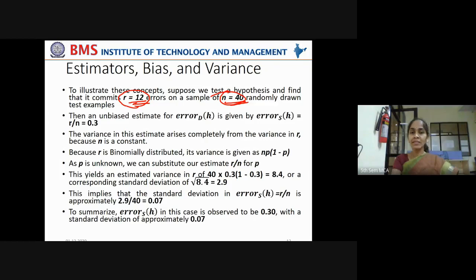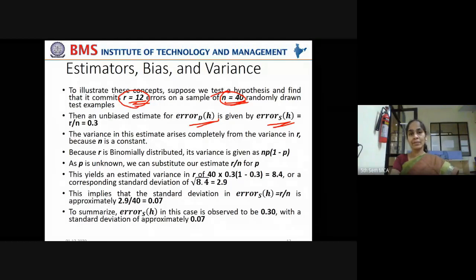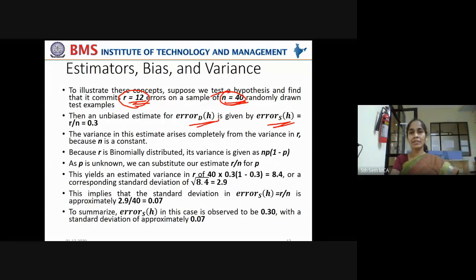Then an unbiased estimate for the true error is given by the sample error, both will be the same. When we say unbiased estimate, always remember it means that sample error is equal to true error. When I say unbiased estimate, sample error is equal to true error. Then an unbiased estimate for true error is nothing but the sample error.